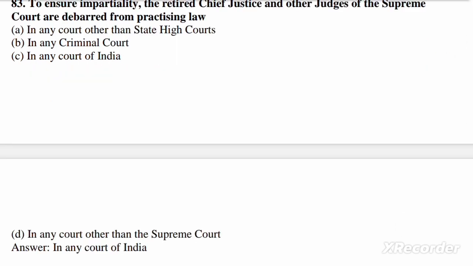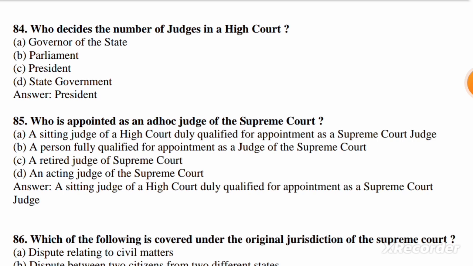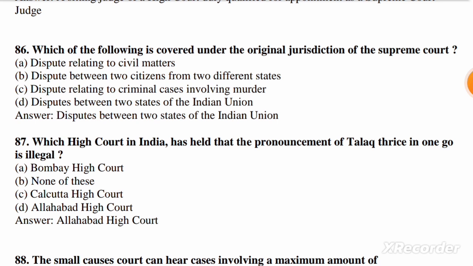84. Who decides the number of judges in a high court? Answer President. 85. Who is appointed as an ad hoc judge of the Supreme Court? Answer. A sitting judge of a high court duly qualified for appointment as a Supreme Court judge. 86. Which of the following is covered under the original jurisdiction of the Supreme Court? Answer. Disputes between two states of the Indian Union. Option D.